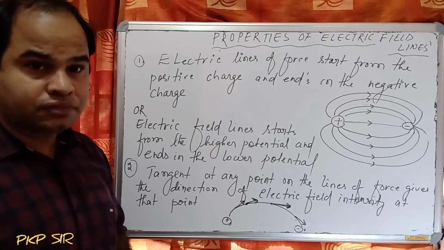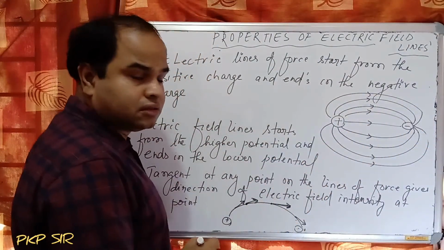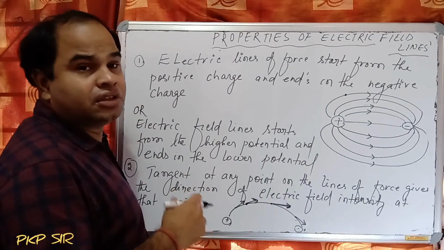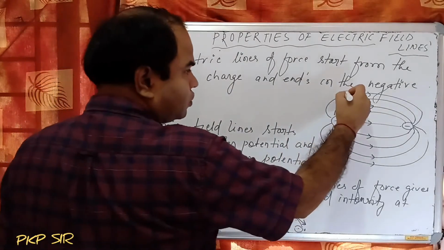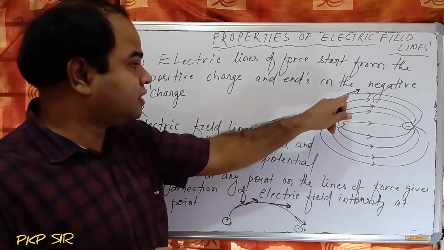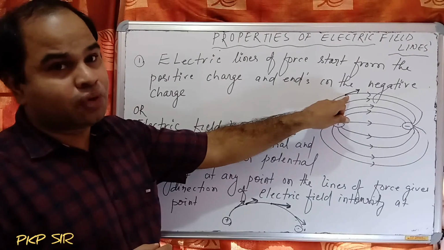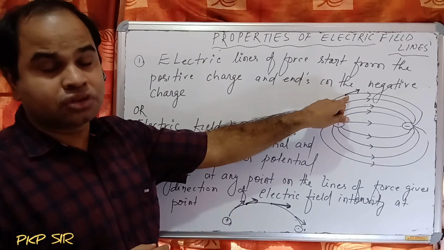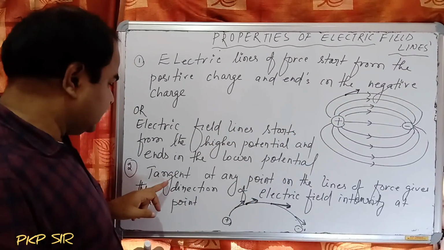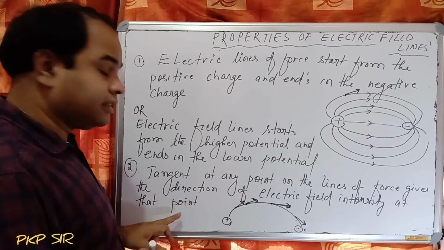Second property. Suppose this is the field lines. Suppose at a point A we have to find the direction of electric field intensity. So draw a tangent at this point. It will give the direction of electric field intensity at this point. That means the tangent drawn at any point on the lines of force gives the direction of electric field intensity at that point.